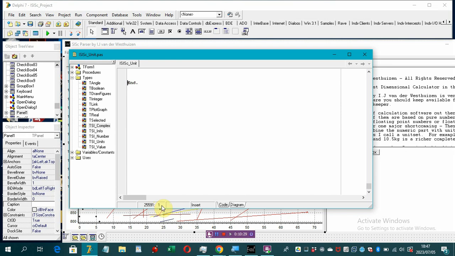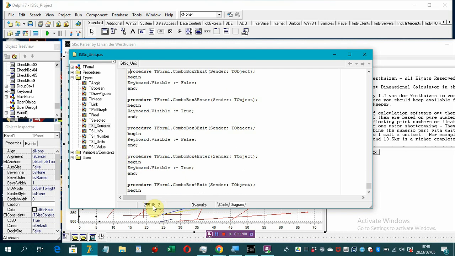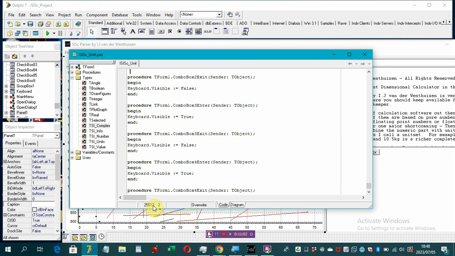But that number to the left of it is the number of rows. Sorry, I can't see so well in the dark. Don't worry, this is the number of rows. So this is 25,591 lines of code we are at now. So that's the lines. You see there is the bottom of the code lines.